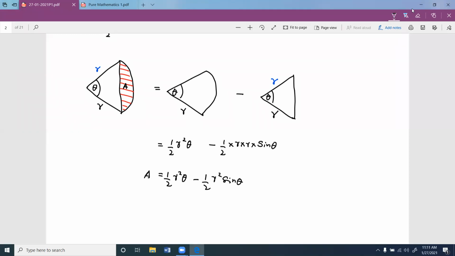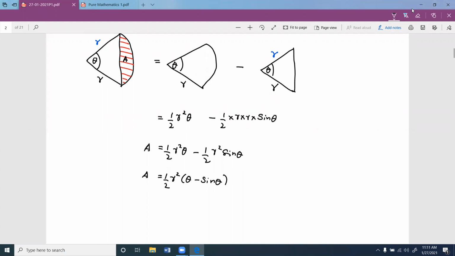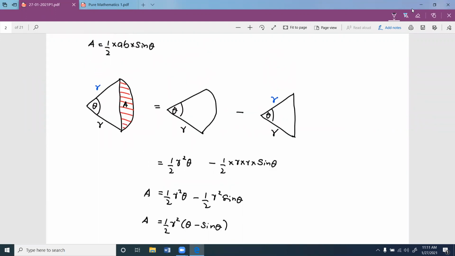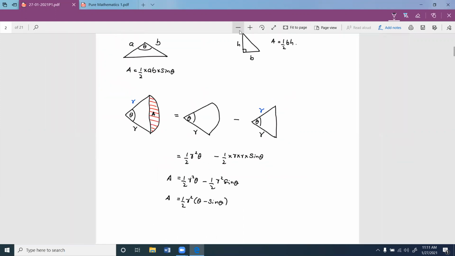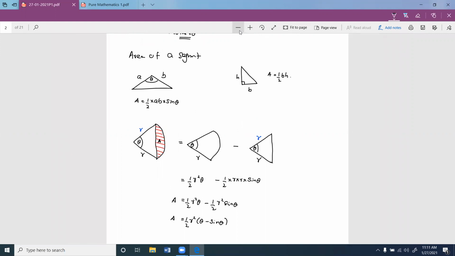Or if you want, you can take this half r squared out. But when you are working it out, it's simplified this way. That's the general format of getting the area of a segment. I'll make it a little bit smaller, then you can see the entire context at once. So that is the application to get it.